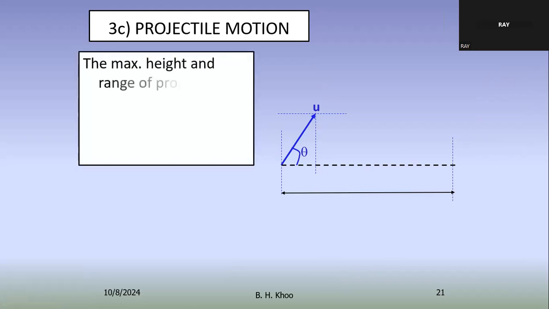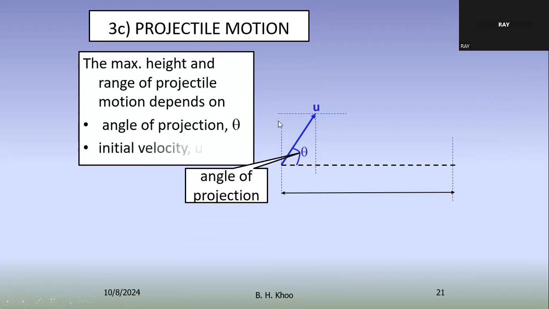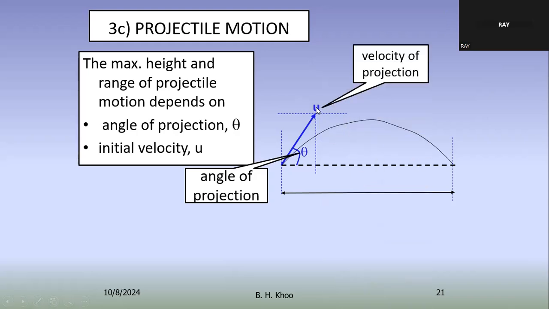So we are going to calculate maximum height, range, and angle of projection. Theta is called angle of projection. That's the initial angle that you projected the object at. U is the initial velocity, called velocity of projection, and that's the path. The path taken by the object is called the trajectory.